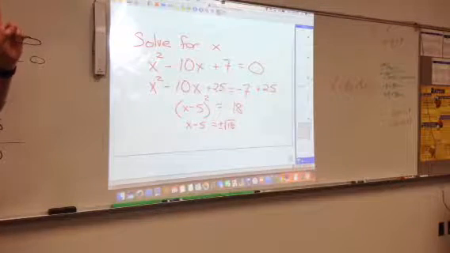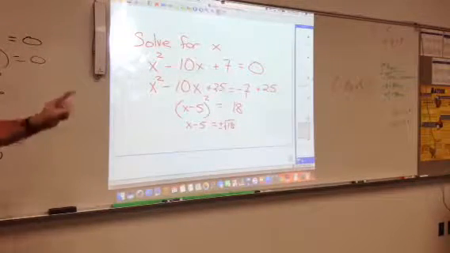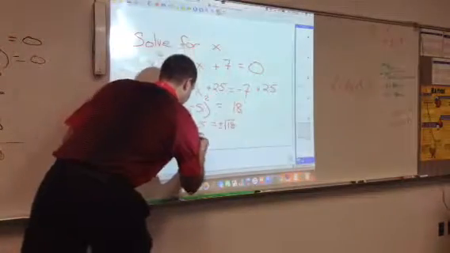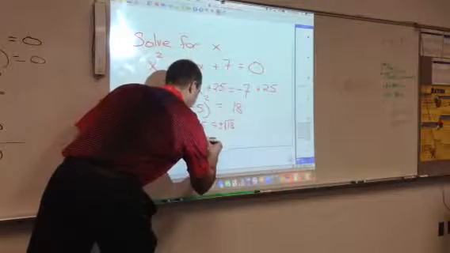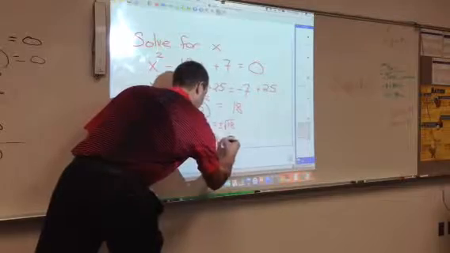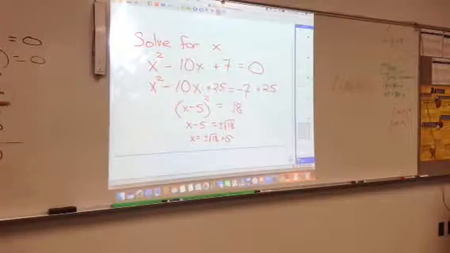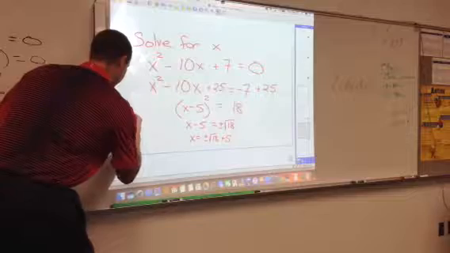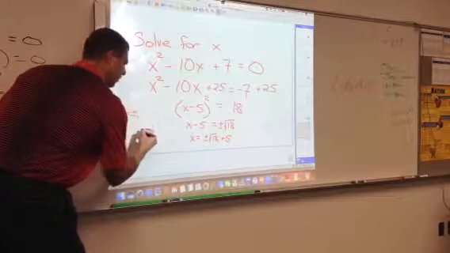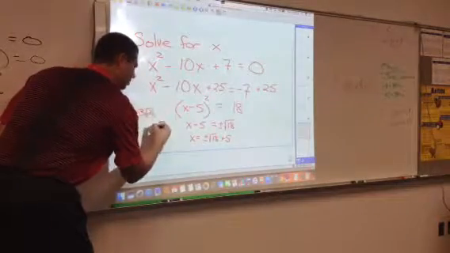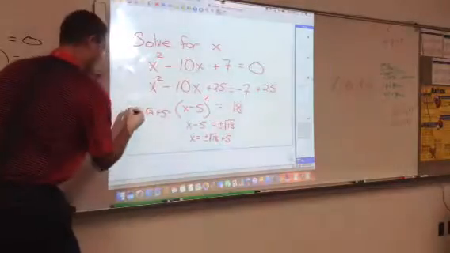There's one more thing I need to do to get x by itself. Add 5 to both sides. So x equals plus or minus the square root of 18 plus 5. I'm almost done. The square root of 18 can be simplified to 3 radical 2. Yep, 9 times 2, 3 radical 2. So my final answers are x equals positive or negative 3 radical 2 plus 5.